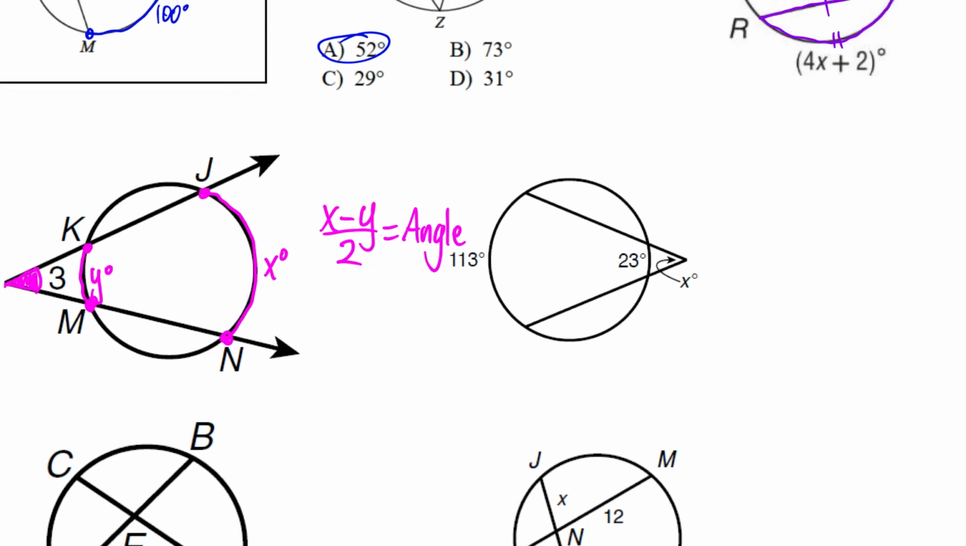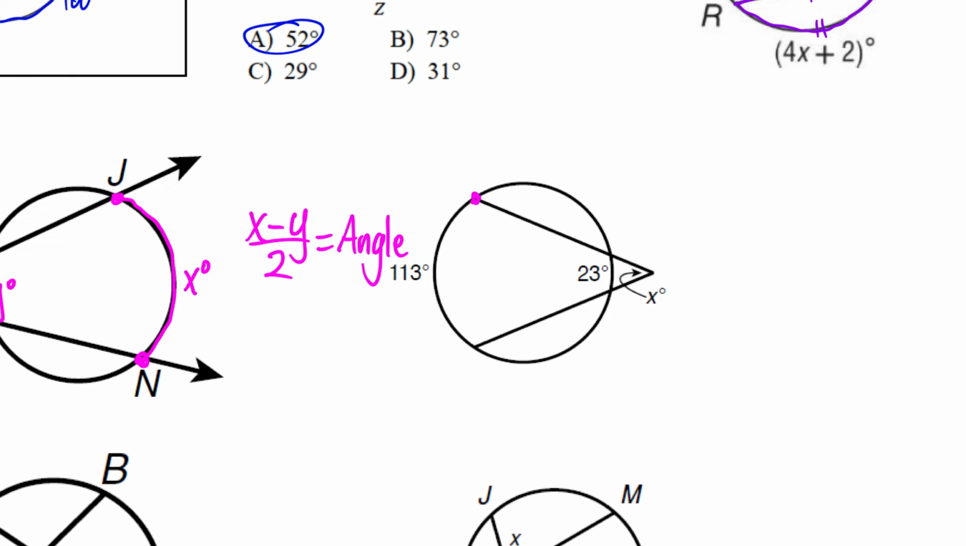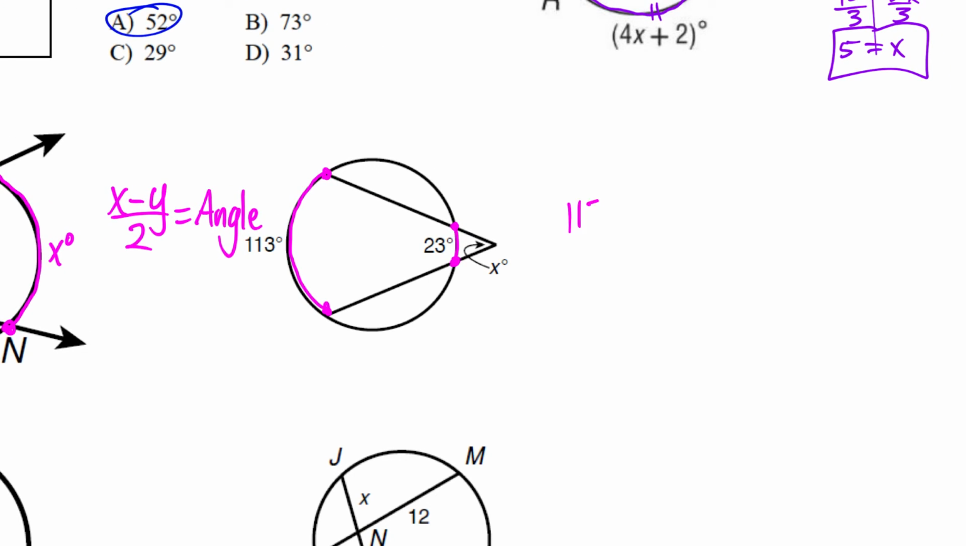So this is a specific example of that. This arc from here to here is 113. This arc from here to here is 23. So we're going to go 113 minus 23 divided by 2, and that's going to tell me how big that angle is. It's going to be 45 degrees.